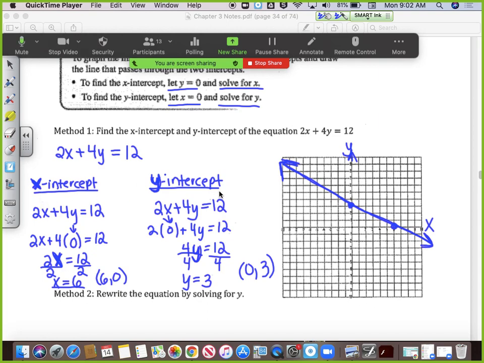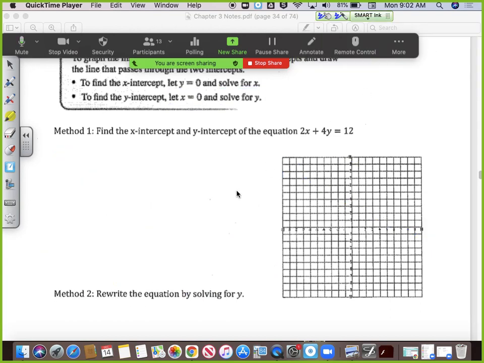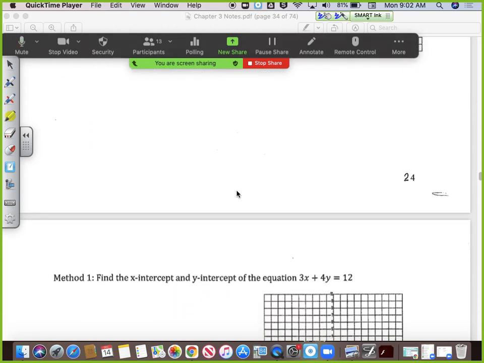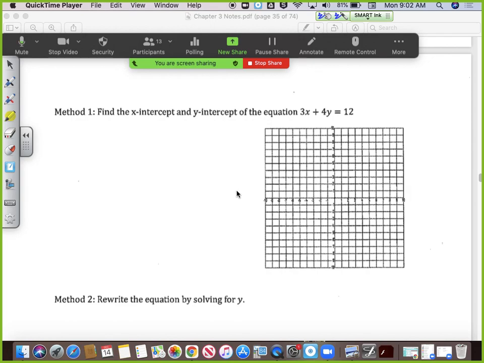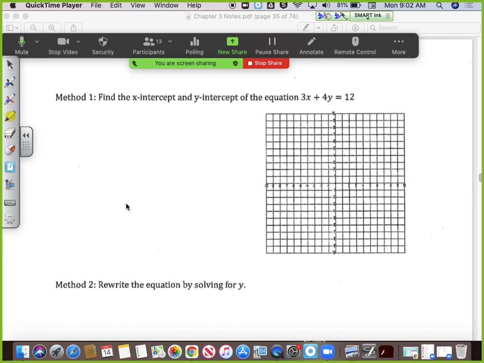Okay, so that's finding x and y intercepts. Now, there is another way to graph equations, and that's by rewriting the equation and solving for y, but we're going to be skipping that for now and coming back to that method. And I want you guys to try this next one on your own. So I want you to take the equation 3x plus 4y equals 12, and I want you to find two things, the x-intercept and the y-intercept.